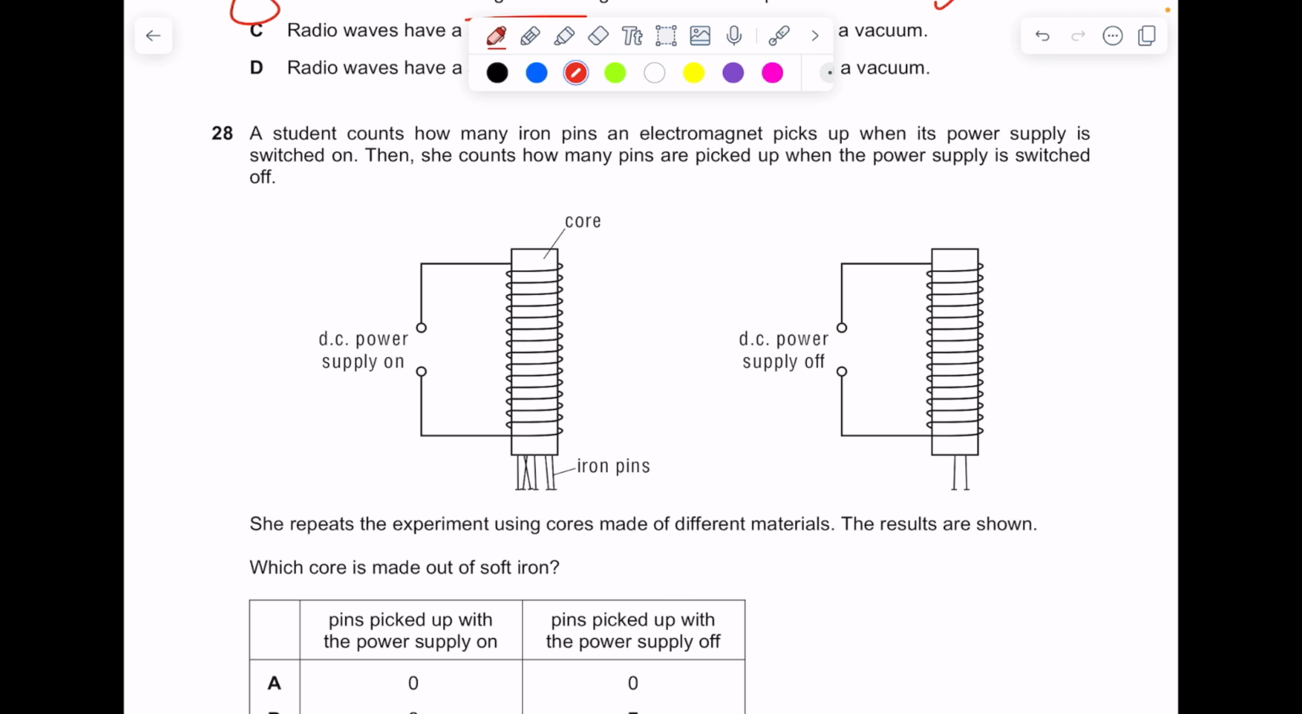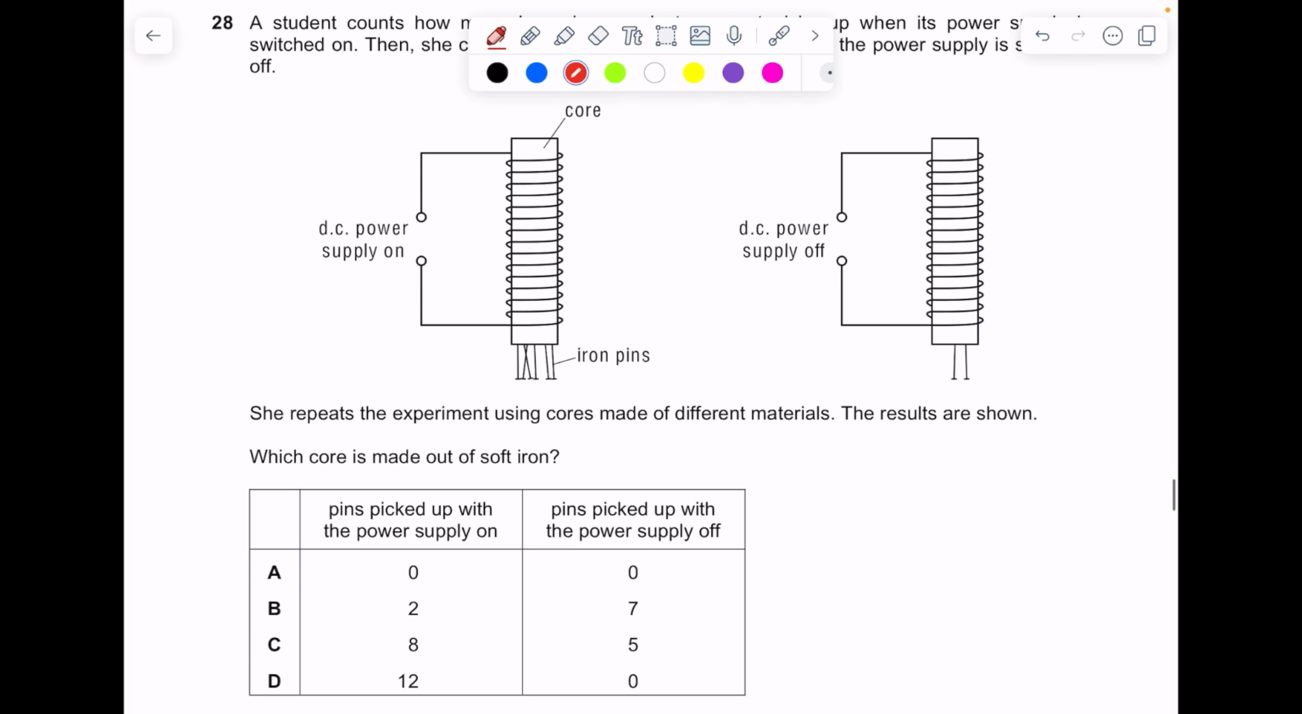Then she counts how many pins are picked up when the power supply is switched off. She repeats the experiment using cores made of different materials. The results are shown. Which core is made out of soft iron? So I'd expect with the soft iron core that you'd pick up more iron pins. And then because iron is a soft magnetic material, it really loses its magnetism as soon as the current's switched off. So I'd expect there to be 0 pins picked up with the power supply off. So the answer is D.